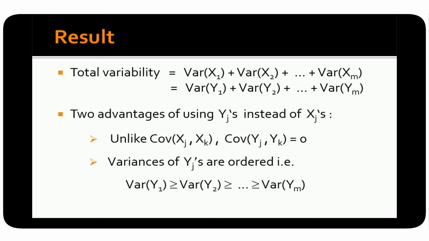So, the two advantages are that the covariances between the different principal components are 0, and the variances are ordered in the sense that the first principal component has the maximum variance, the next one has the second maximum variance, and so on and so forth, whereas the last one has the minimum variance.